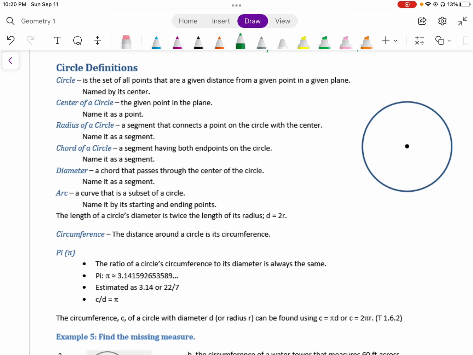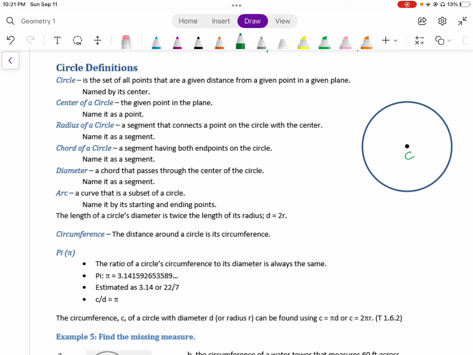We already mentioned the definition. Actually, I must have put this in the wrong order. We have circle: the set of all points at a given distance from a given point in a given plane. We name a circle by its center. So let's call this circle C.